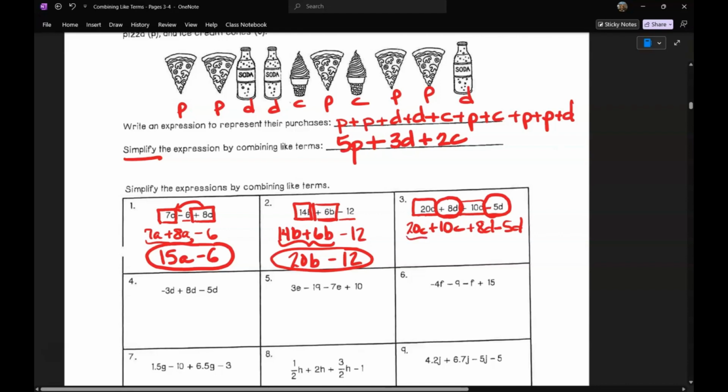All right, let's put our C's together. 20C and 10C is 30C. 8D minus 5D would just be 3D. And since that 3 is a positive, I'm going to put a plus there. That's it. We took 4 things and shrunk it down to 2 things.